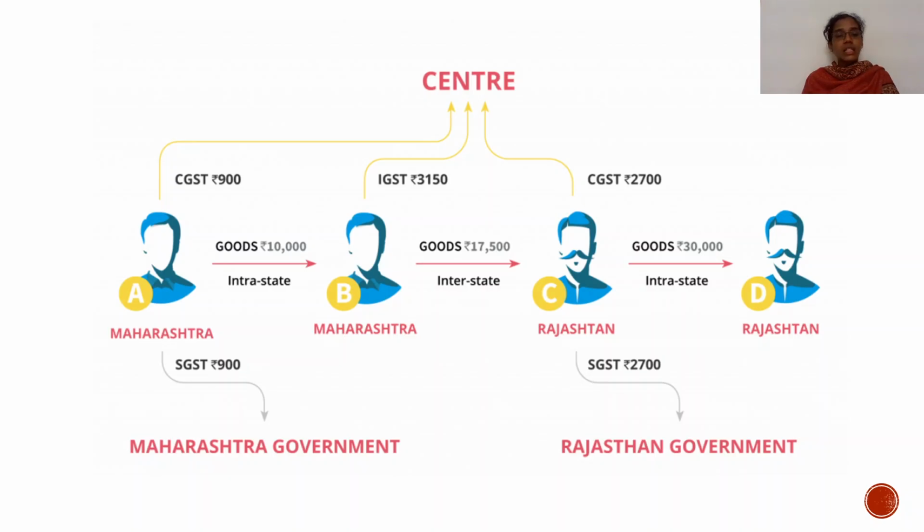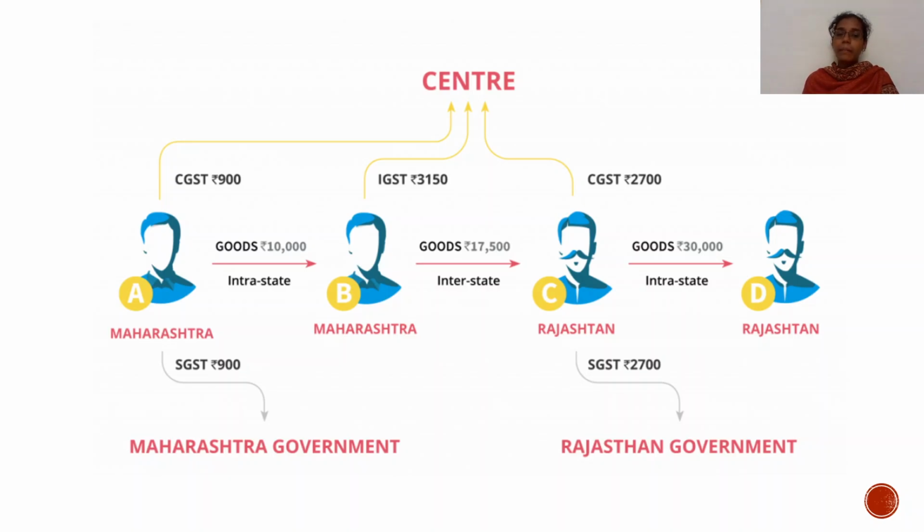In the next case, you can look, the transaction is between Mr. B and Mr. C. Mr. B is from Maharashtra and Mr. C is from Rajasthan. In that case, when the goods are moving from one particular state to the other state, the IGST would be charged. Why? Because it is an interstate transaction. In such a case, the IGST would be charged by the central government.